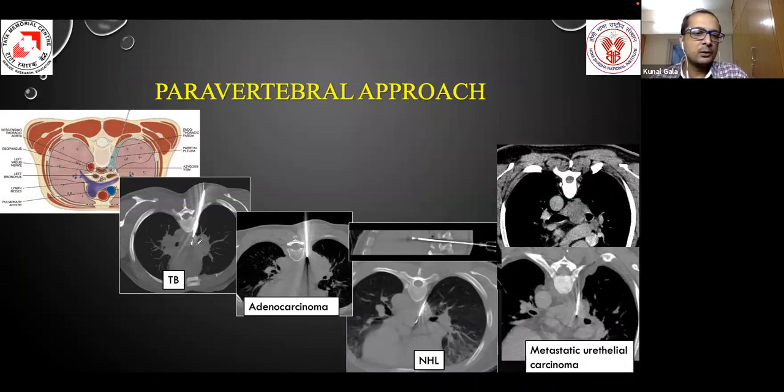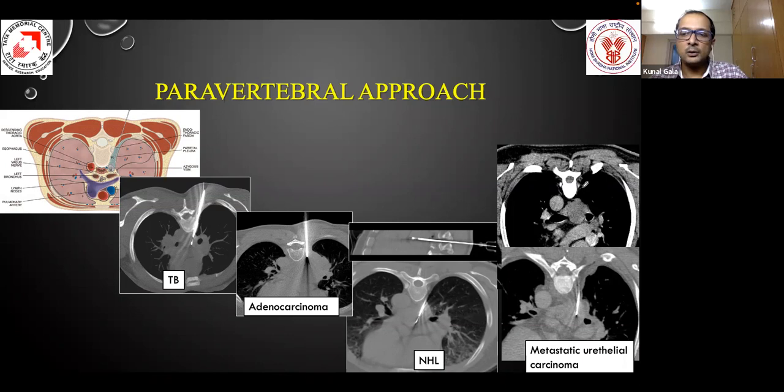Here there was a necrotic lymph node present. Hydrodissection was performed without causing a pneumothorax to the patient. Here there was a large posterior mediastinal mass which turned out to be adenocarcinoma. Here is another large subcarinal lymph node which is present. After doing hydrodissection, it turned out to be non-Hodgkin's lymphoma.